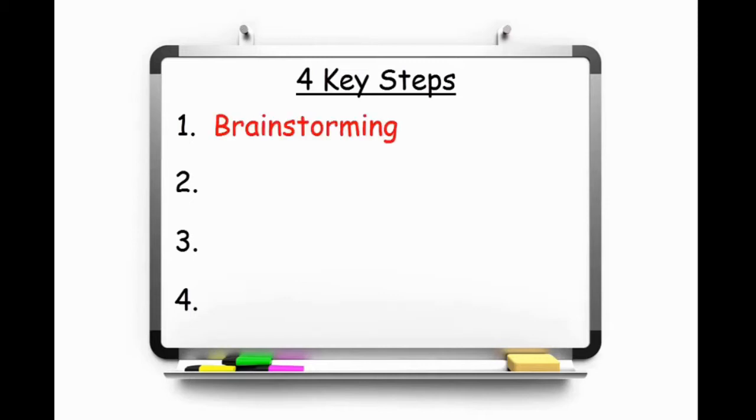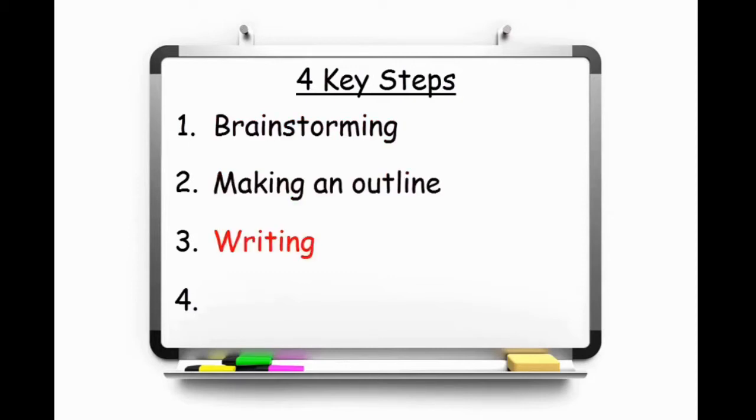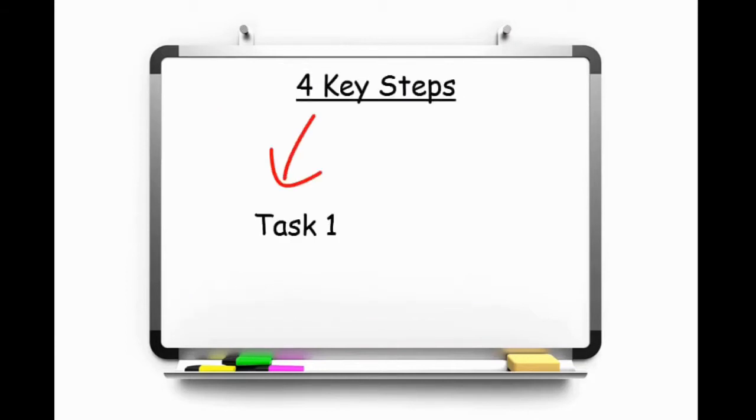I'm going to list the 4 steps here, and then I'll give you some details about each one. Number 1, brainstorming. Number 2, making an outline. Number 3, writing. Number 4, checking your work. In this video, I'm going to briefly discuss each of these steps, and then, in the next few videos, we are going to look at them in much more detail by applying them to examples of Task 1 and Task 2 of the writing test.